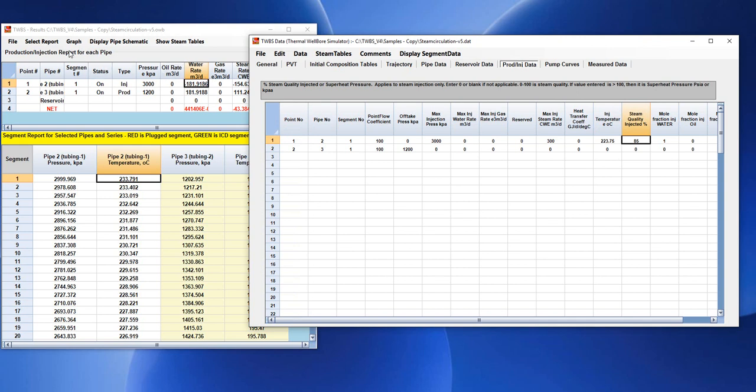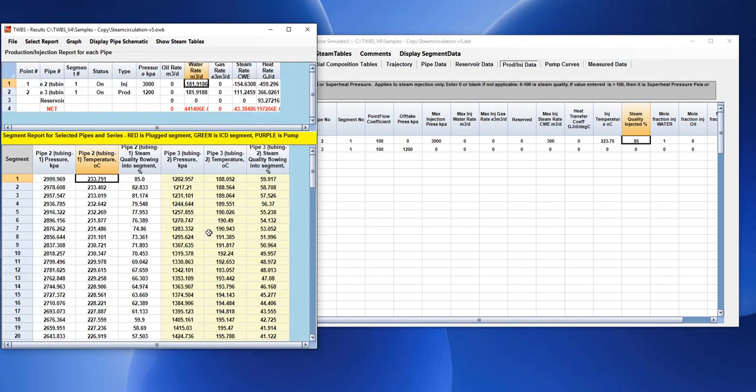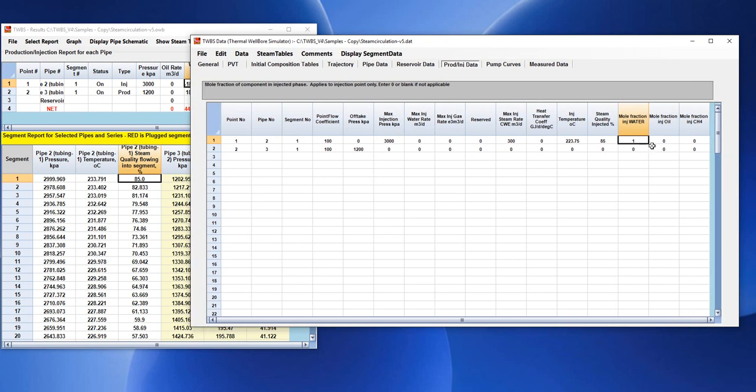If you look at the steam quality, it is 85, injected in here 85. This is the composition of the injected stream, and for water it is a cold water equivalent. The mole fraction of the injection stream is 100% water, and for a gas stream it would be, say, the gas component. For a production stream, we do not specify any of the mole fractions.